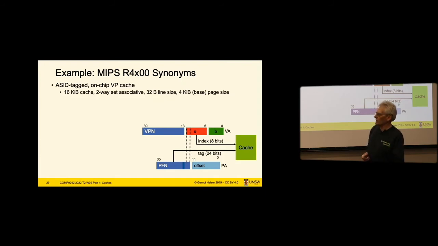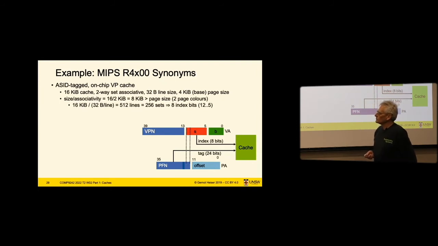And it was ASID tagged, so you could distinguish address spaces. And it was 16 kilobytes, two-way set associative. So that gives you two colors, right? And that means the highest index bit is part of the page number and gets translated under address translation, which is basically the example I've given you before.